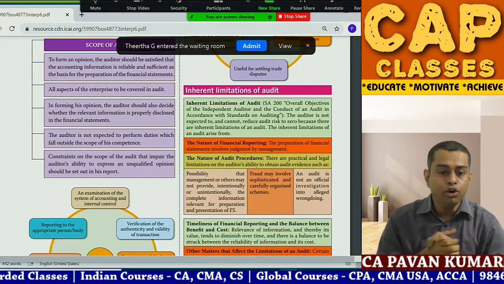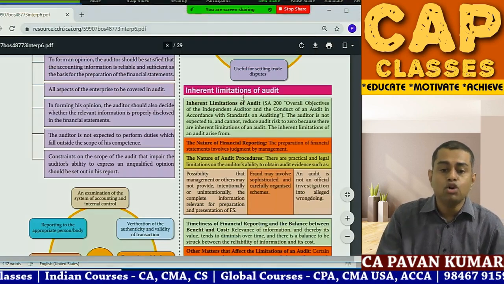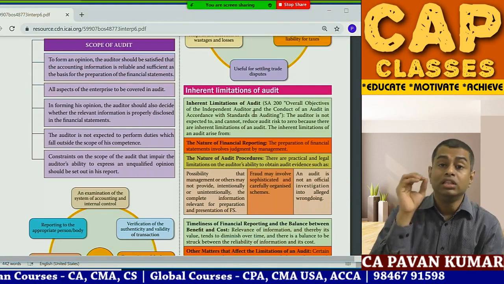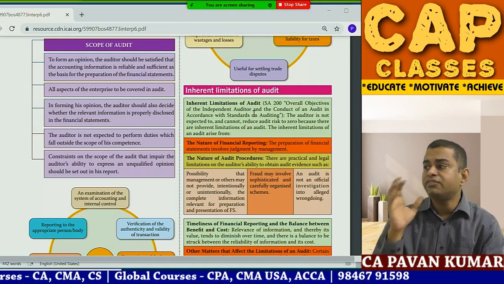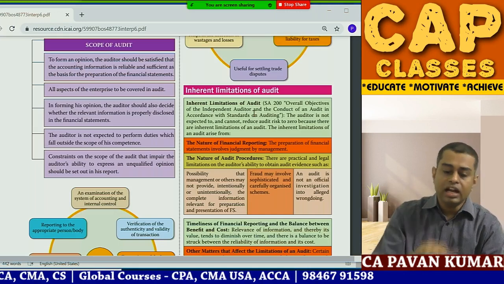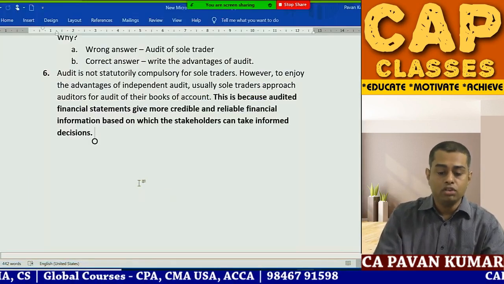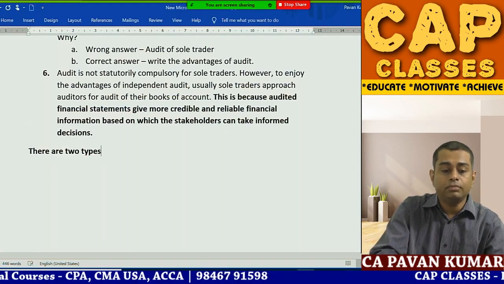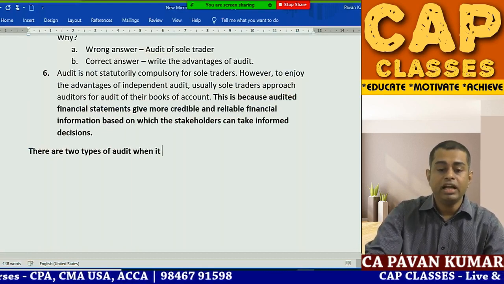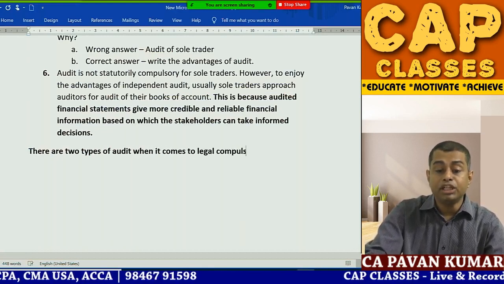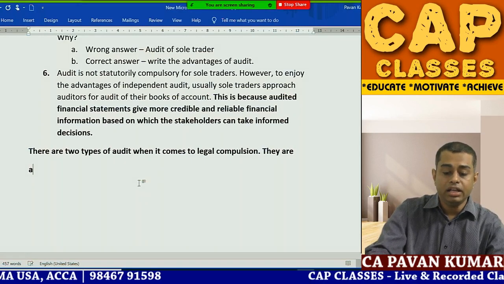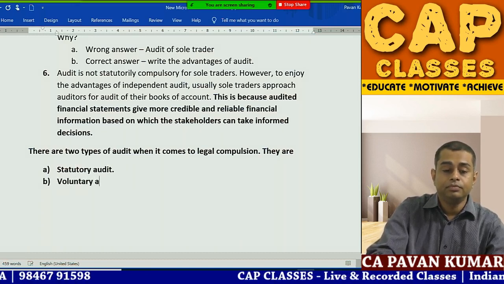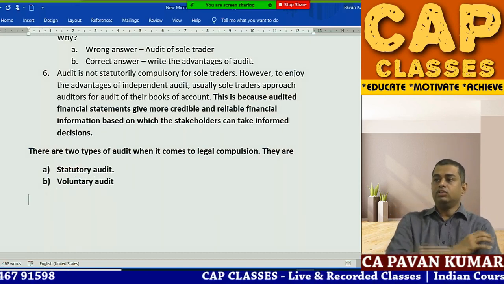So friends, shall we continue? So we are continuing with the scope of the audit, okay? Just now we have seen what is the scope of the audit, and I told you the scope of the audit cannot be restricted in case of a statutory audit. Okay, so continuing that, open your notebook and write down in your notes. There are 2 types of audit when it comes to legal compulsion. They are A, statutory audit, B, voluntary audit. Write down this.